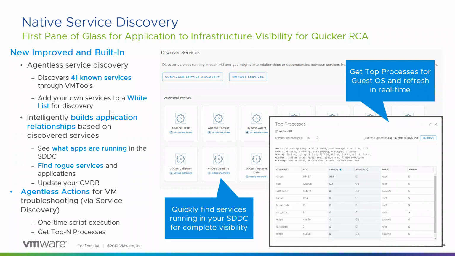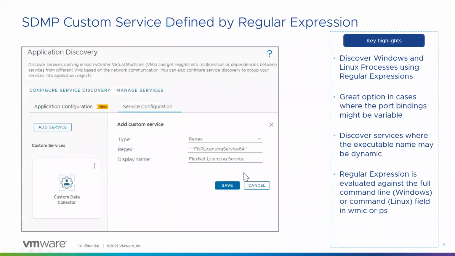So today we support 41 known services. And beyond that, we also have the ability to create a custom service. So if, for example, you have some service, there are obviously significantly more services and applications out in the world than 41. So we do offer a mechanism that, if you have a particular service running in your environment that we don't support out of the box, you can add it in as an option to discover.